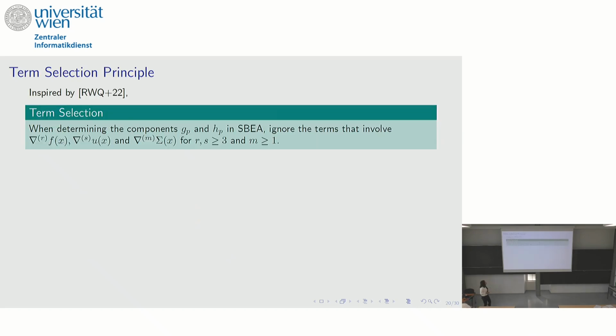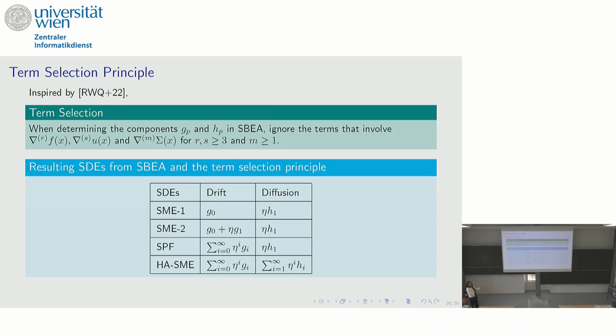So basically, in the end, we adopt these term selection rules by ignoring all the high order gradients of your function f, high order gradients of your test function, and high order gradients of your covariance. And then this leads to a well-defined system, and you can actually uniquely calculate what G is and what H is. And that gives us this particular SDE. And I think that gives you a touch of how we derived it.